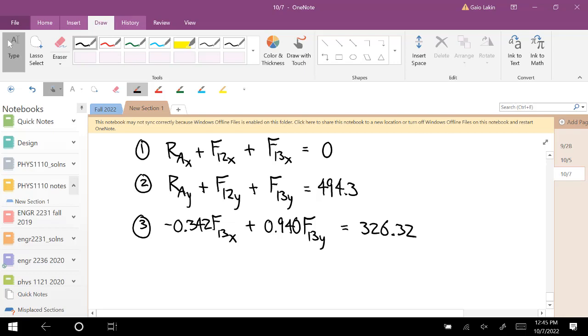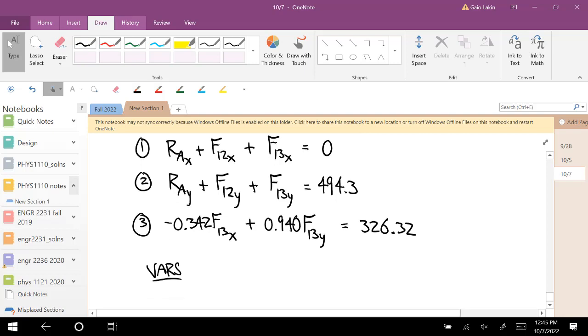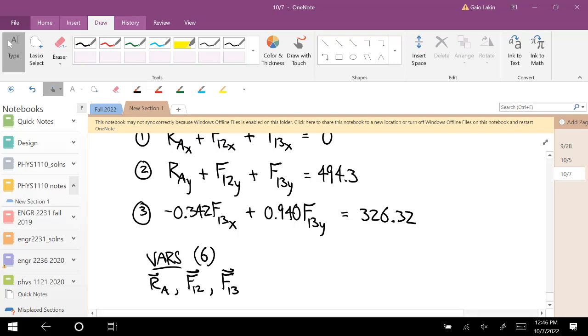Okay, so when we were doing rigid body statics, that's one rigid body. We would have 3 variables and 3 equations, and we could solve it. We have 3 equations, but we have a lot more variables than that. Let's think about what variables we have. So we have a full vector of RA, a full vector of F12, and a full vector of F13. So we have 3 equations and 6 variables. So there's nothing we can do yet. We just have to set these equations aside, know where to get them later, and these equations are going to go into our big augmented matrix. Okay?